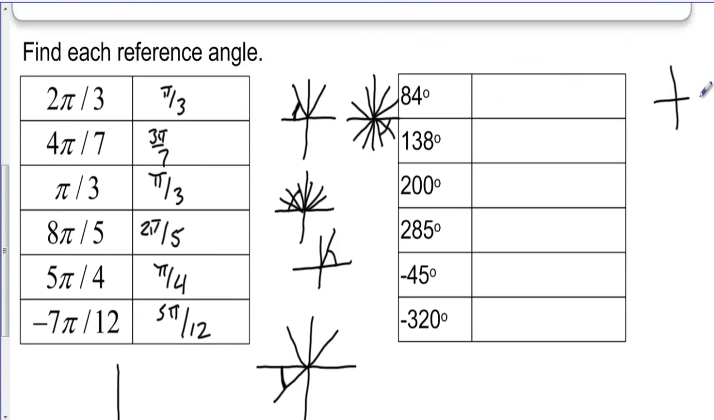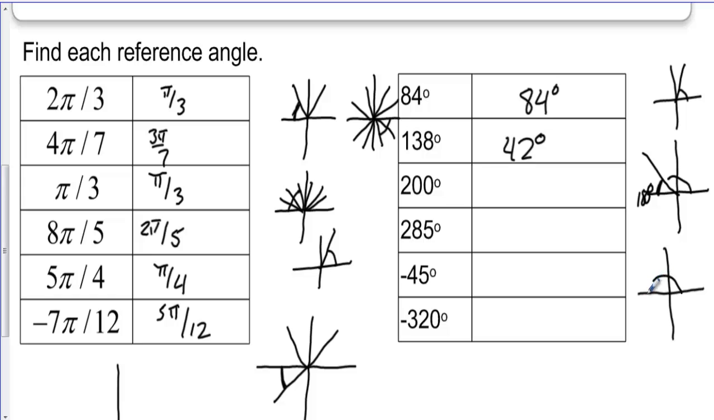84 degrees. 84 degrees is still in the first quadrant, so the reference angle is 84 degrees. 138 is in the second quadrant, so we need to know how close this angle is to the nearest x-axis, and that would be 42 degrees away to get to 180 degrees. 200 degrees. 200 degrees is 20 degrees past 180. So to get back to the nearest x-axis, you'd have to go 20 degrees.